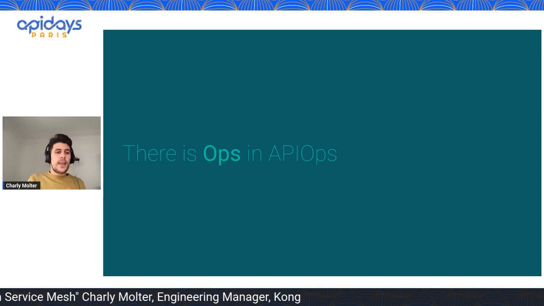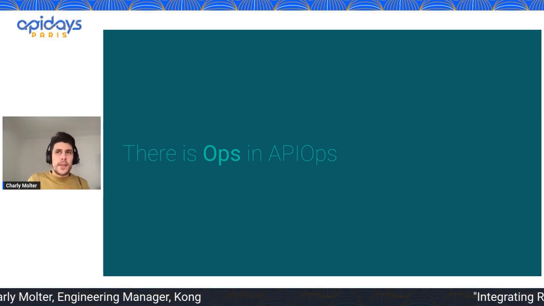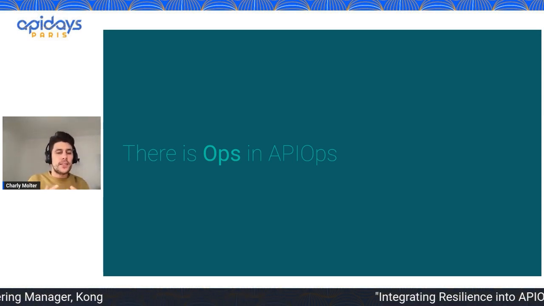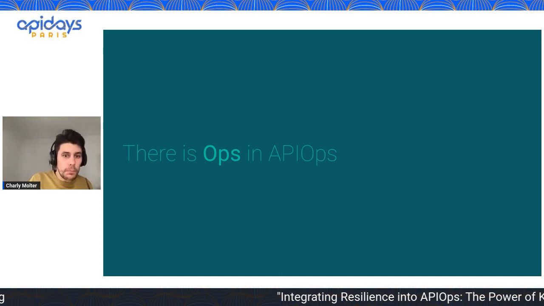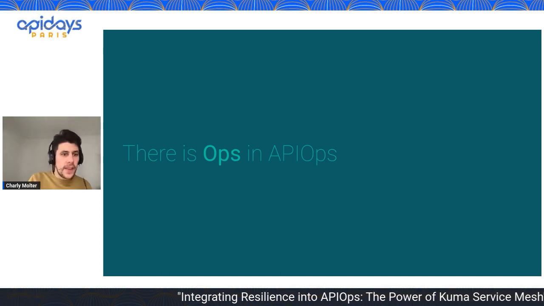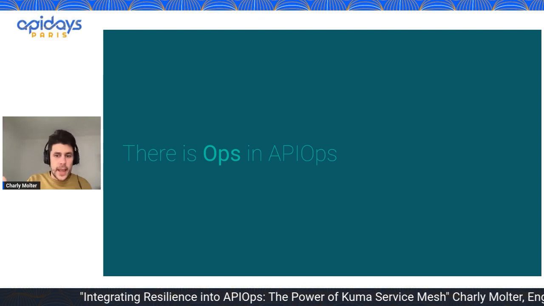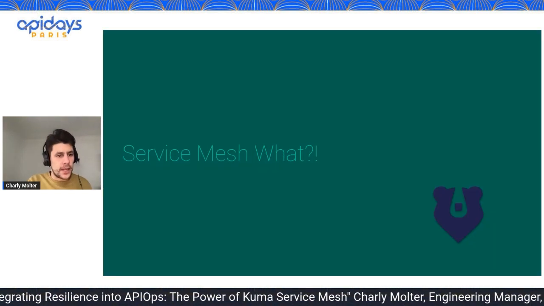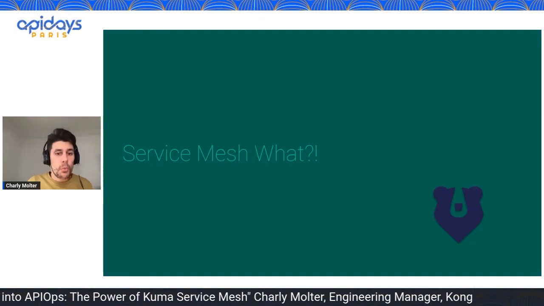But in these API ops, now there's nothing that helps you there, right? There's nothing more to that. But there was ops in the name, right? And I think this is what we're missing and what a service mesh can help you with, right? So what is a service mesh?